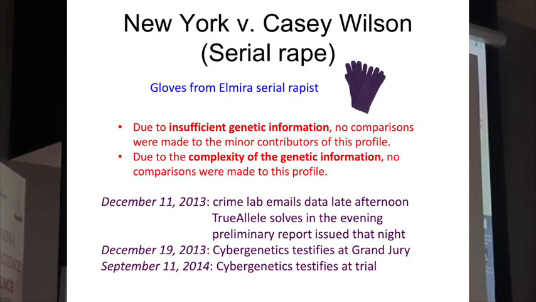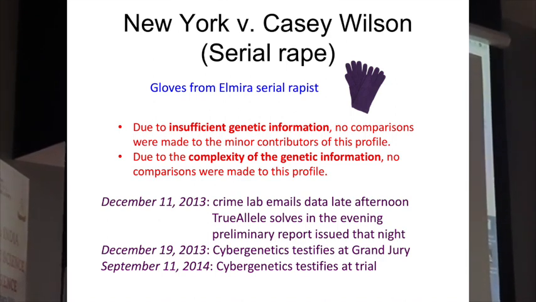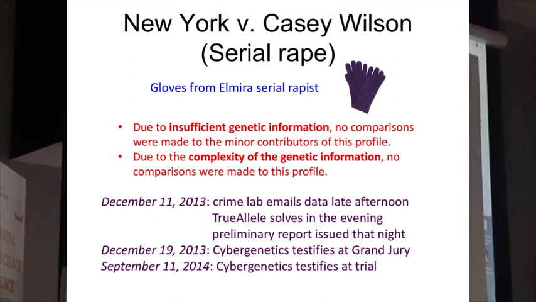Casey Wilson was a serial rapist in New York. He left a pair of gloves that were detected. The lab said there was insufficient genetic information. It was too complex, nothing to report.